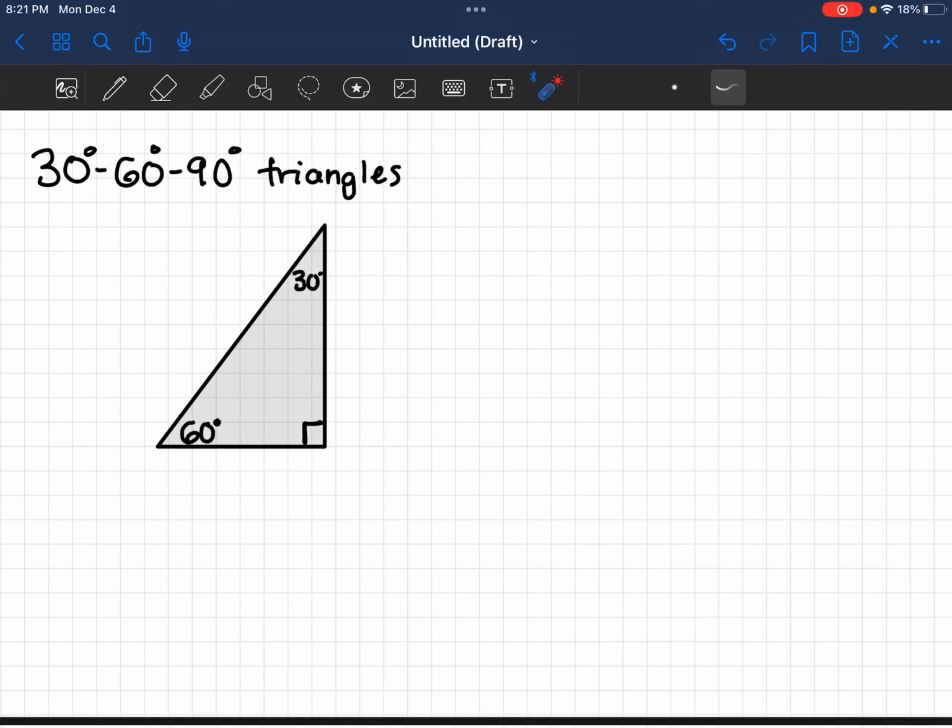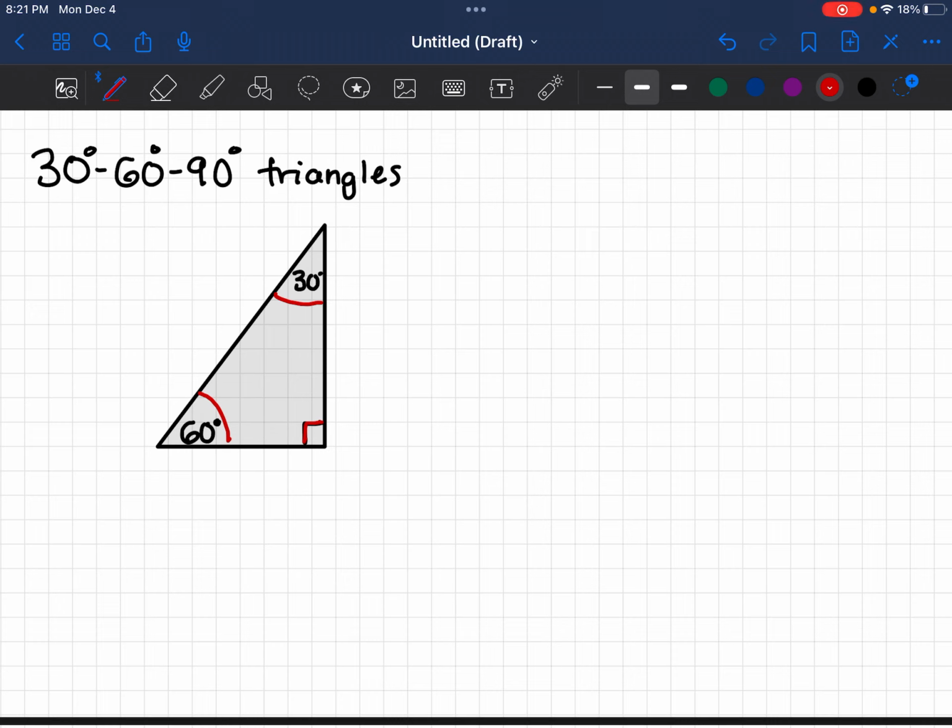In this video, we are going to review how to use the patterns in a 30, 60, 90 degree triangle to find the missing sides of all 30, 60, 90 triangles. So first thing I'm going to do is look at just the structure of this triangle and think about what I know to be true. I have my 60 degrees here, 30 degrees here, and a right angle here, so that is 90.